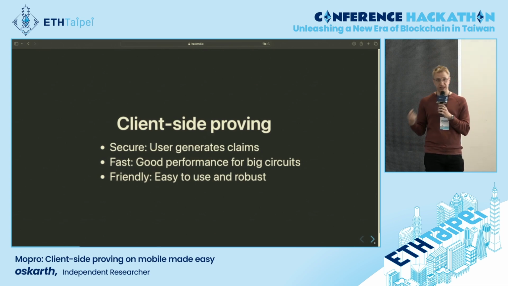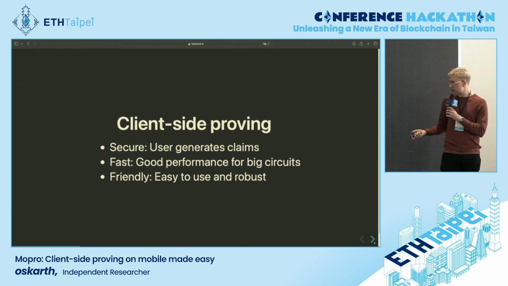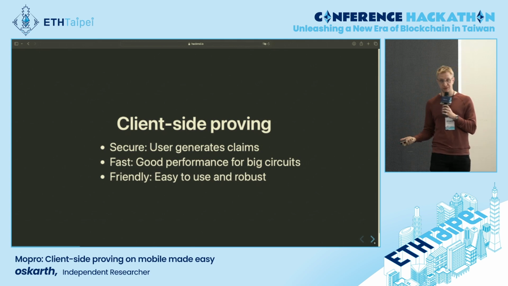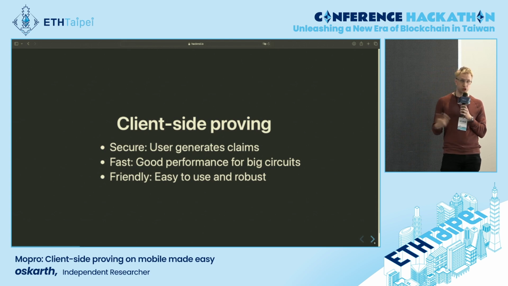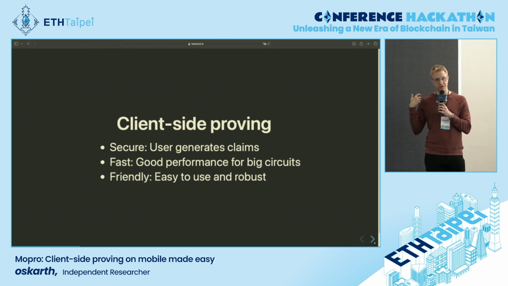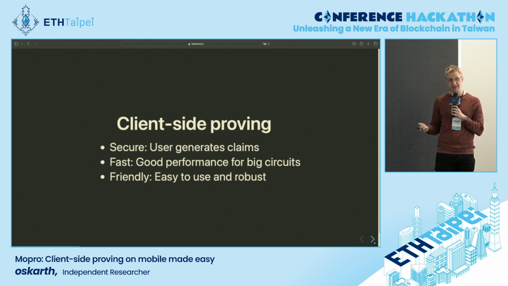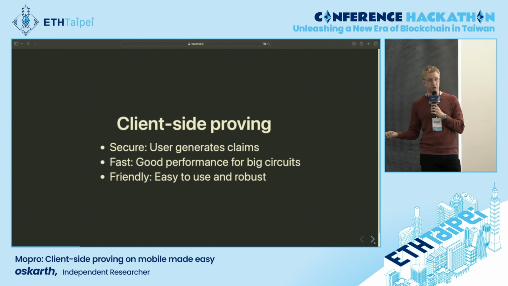So more generally, what kind of properties do we want from client-side proving? Obviously it has to be secure and trust minimized, so the user generates the proof and the key material is safe and so on. It should be fast, so you want good performance with big circuits in order to have a comparable user experience to similar systems. And this becomes a problem with things like Aadhaar because it's a lot more complex than just SuperPass or Semaphore or something like that.